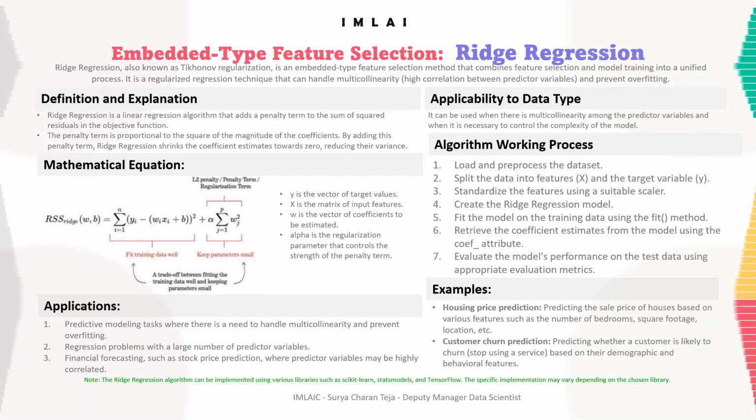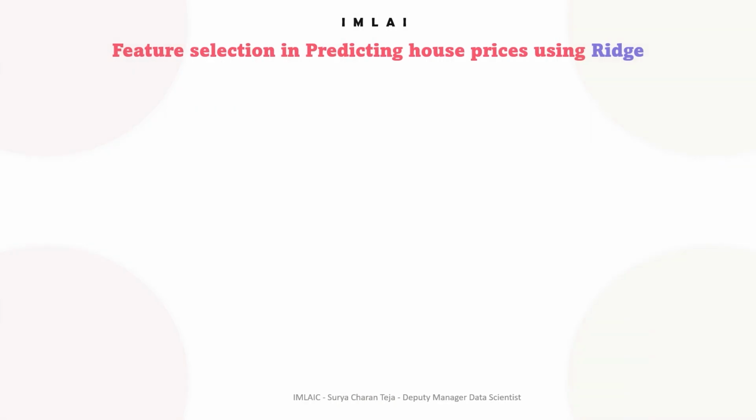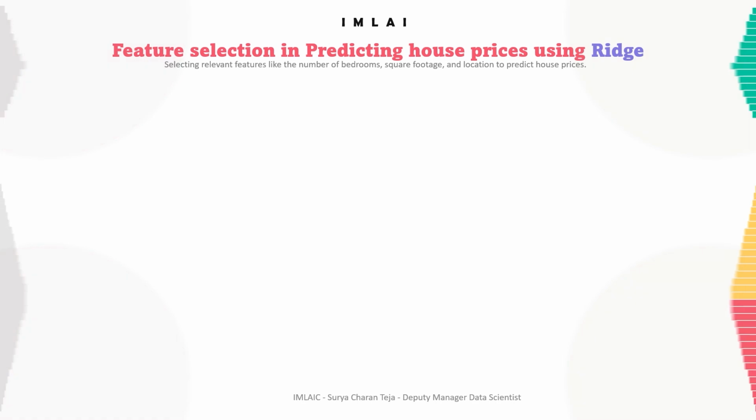Now let's demonstrate the feature selection, or embedded type feature selection, using the ridge regression algorithm. So, feature selection in predicting house prices using ridge. We select relevant features like the number of bedrooms, square footage, and location to predict house prices.